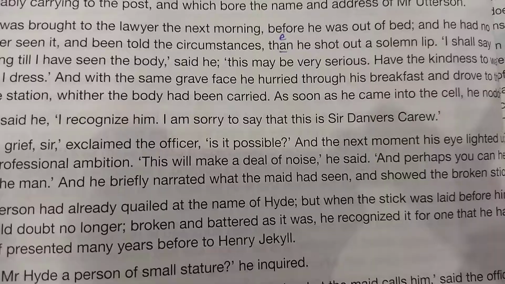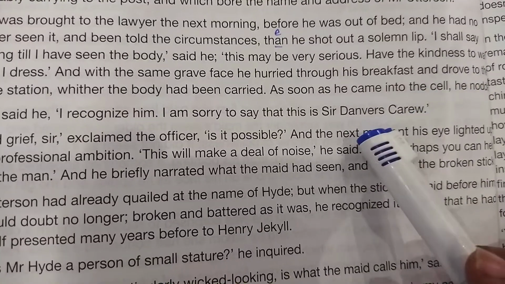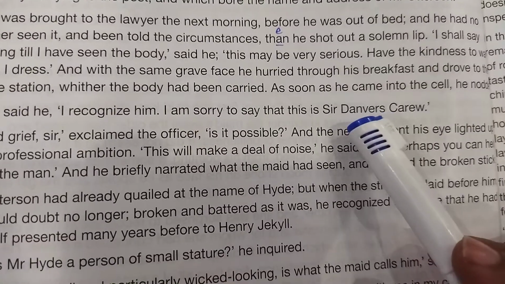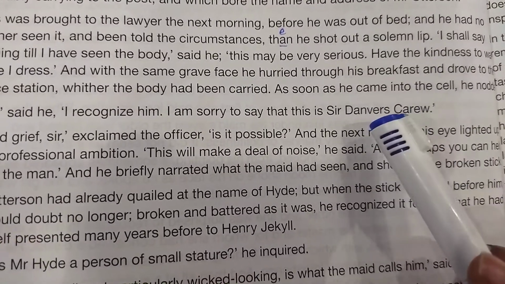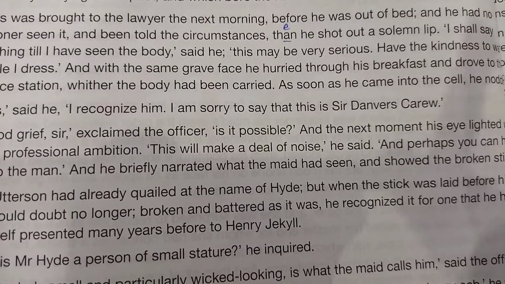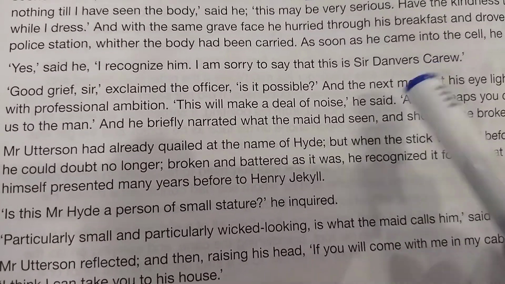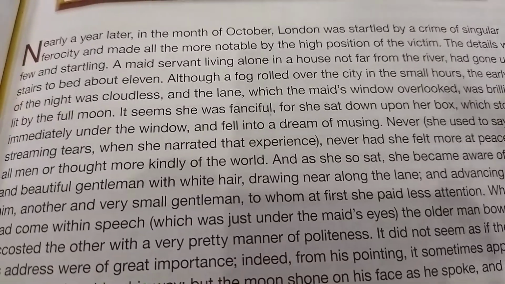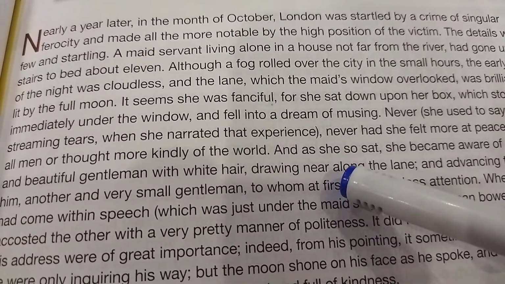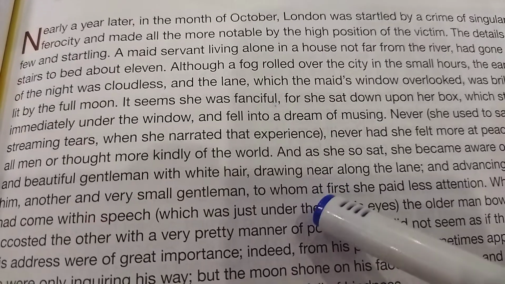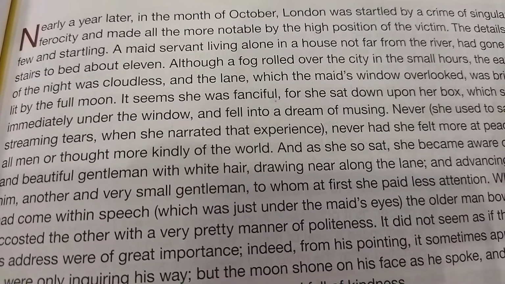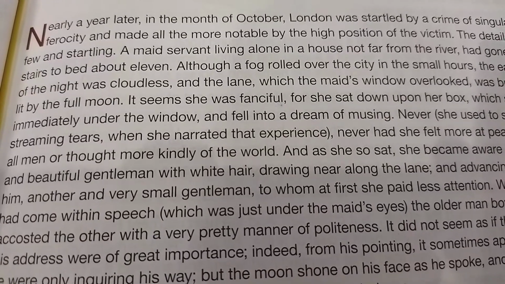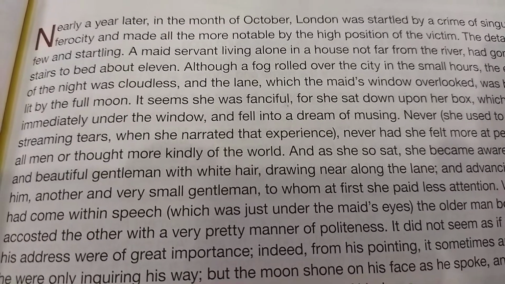So the answer to this question is one of the men who were involved in the crime was Sir Danvers Carew, who was the victim, and the other was Mr. Hyde. So these were the two men who were involved in the crime. And now the witness, who was the maid, had different views about both of them. So let's find out how she felt about both of them.